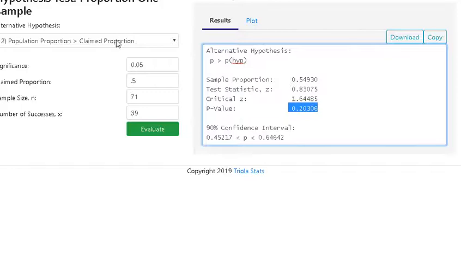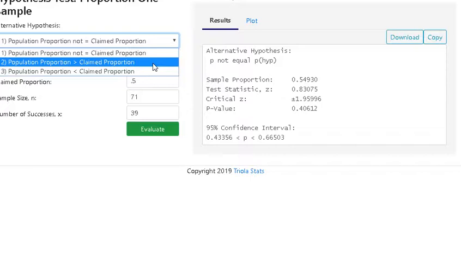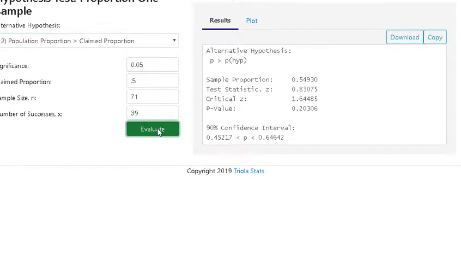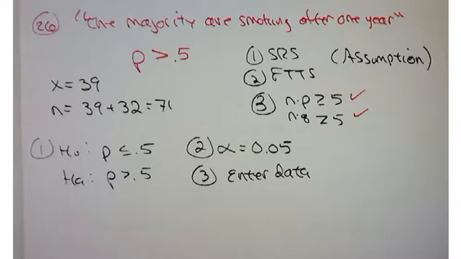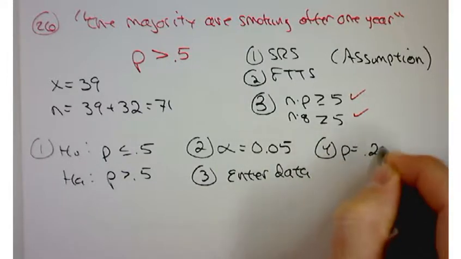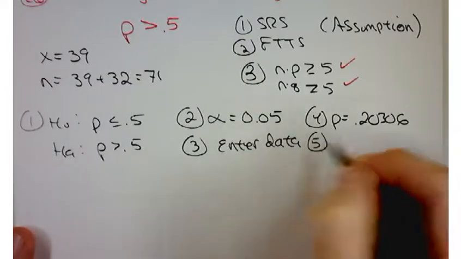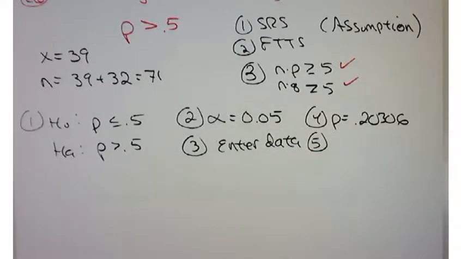Now, if you fail to adjust the alternative hypothesis correctly, it's going to give you the wrong p-value. So if I had less than, oops, it's going to give me the wrong p-value. If I have a not equal to, again, I'm getting the wrong p-value. So it's important that you adjust the alternative hypothesis correctly. So the p-value equals 0.20306. That helps us out for the next part.